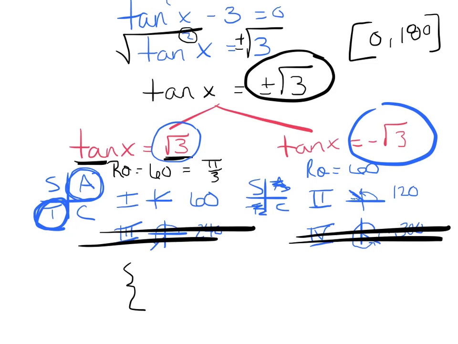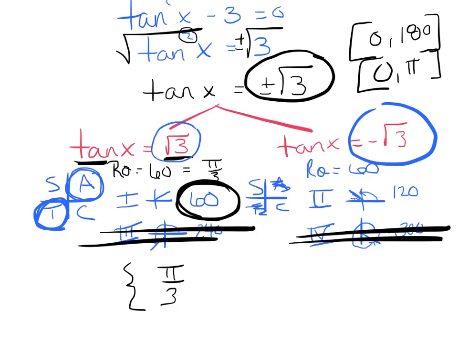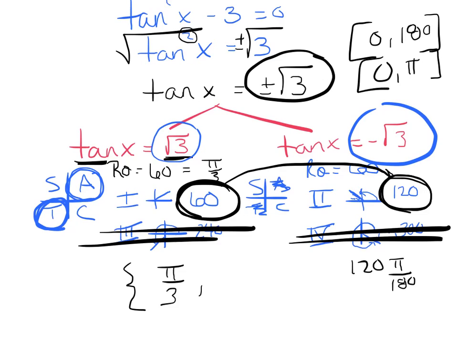Now, because they said 0 to pi, I want to make sure I put my answer back in radians. So my 60, I'm actually going to say is pi over 3. And 120, let's talk about a quick way. Instead of saying, well, you could say 120 times pi over 180, or ask yourself, how many 60s go into 120? Well, I would say there's two of them, and we know 60 is pi over 3.